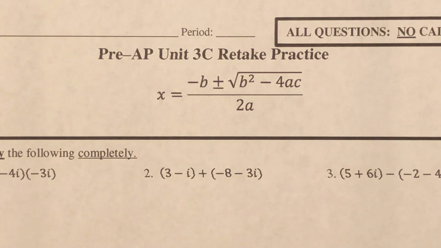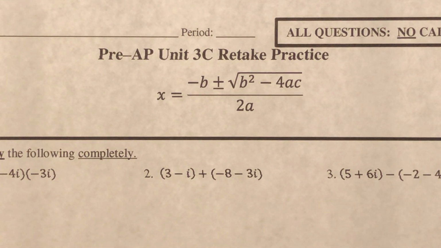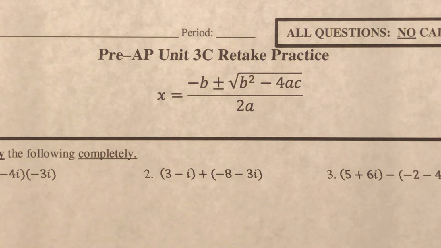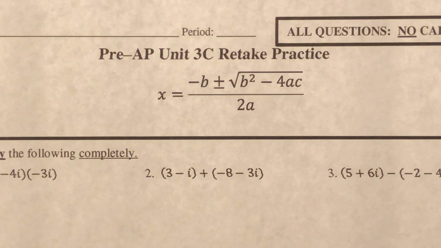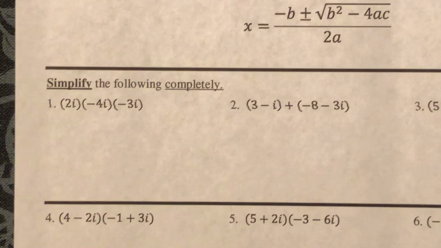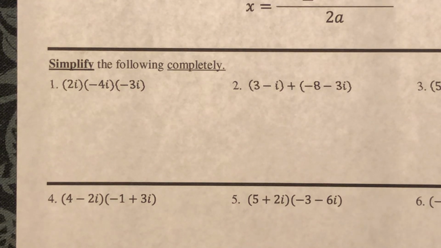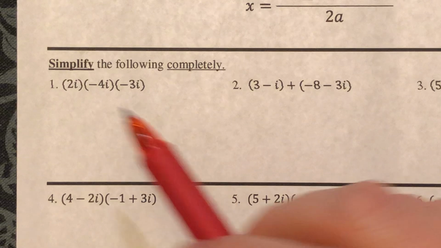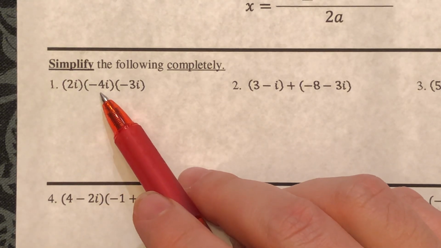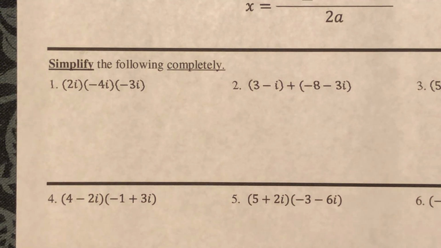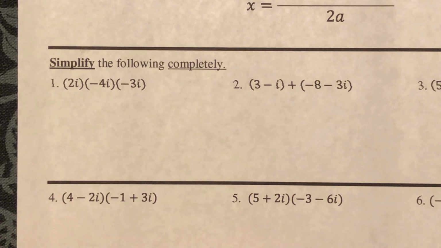Here we are looking at the Pre-AP Unit 3C test retake practice. To start with, we're just simplifying these imaginary and complex numbers. So I've got 2i times negative 4i times negative 3i. Just multiplying one part at a time.